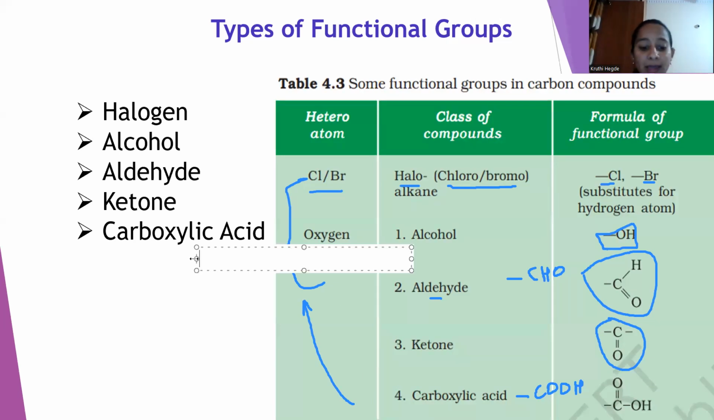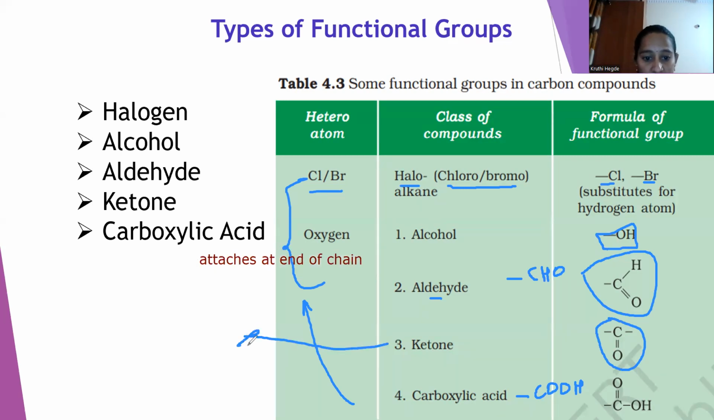All these four, the aldehyde, alcohol, halogen and even carboxylic acid, are functional groups that attach at the end of the chain. It attaches at the end of the carbon chain, ಕೊನೆಯಲ್ಲಿ attach ಆಗೋದು ಇವು ನಾಲ್ಕು. Whereas ketone, only ketone. No other functional group does as ketone does. In case of ketone, it attaches in the middle.